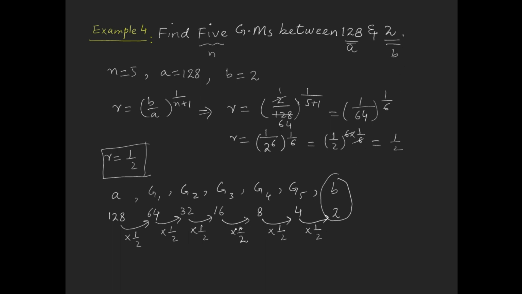So this means we have found the geometric means 64, 32, 16, 8 and 4 correctly. So the first geometric mean is 64, the second geometric mean is 32, the third geometric mean is 16, the fourth geometric mean is 8, and the fifth geometric mean is 4.